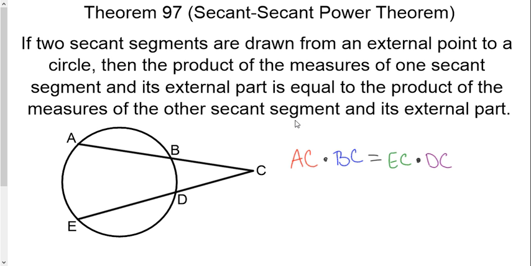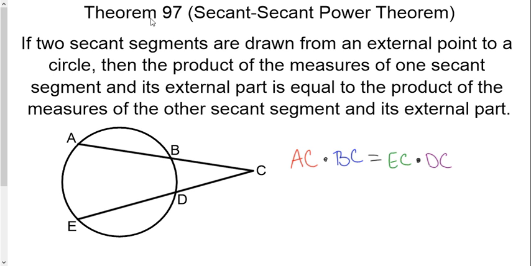So our next theorem is the secant power theorem. Again, a lot of words. I'll explain it when I'm done. So if two secant segments are drawn from an external point to a circle, then the product of the measures of one secant segment and its external part is equal to the product of the measures of the other secant segment and its external part.